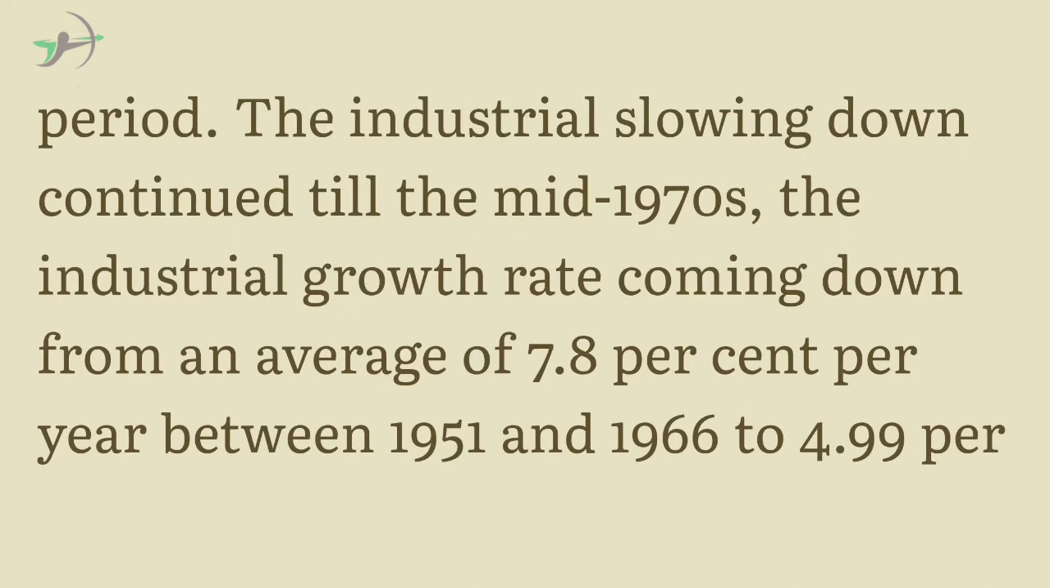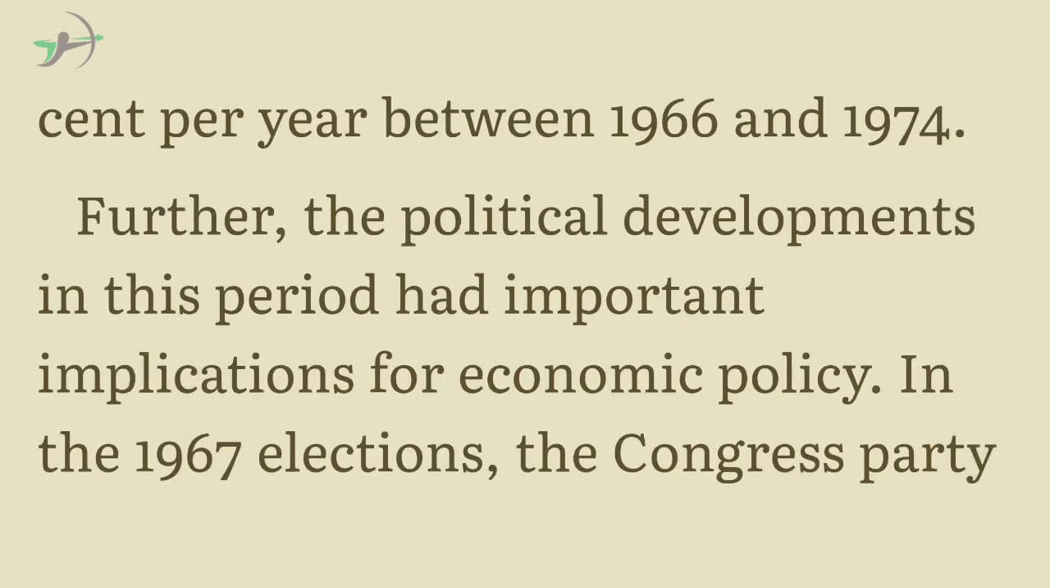The industrial slowing down continued till the mid-1970s, the industrial growth rate coming down from an average of 7.8% per year between 1951 and 1966 to 4.99% per year between 1966 and 1974. Further, the political developments in this period had important implications for economic policy.